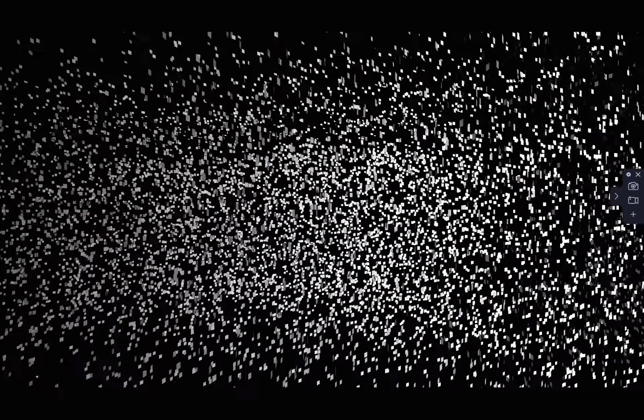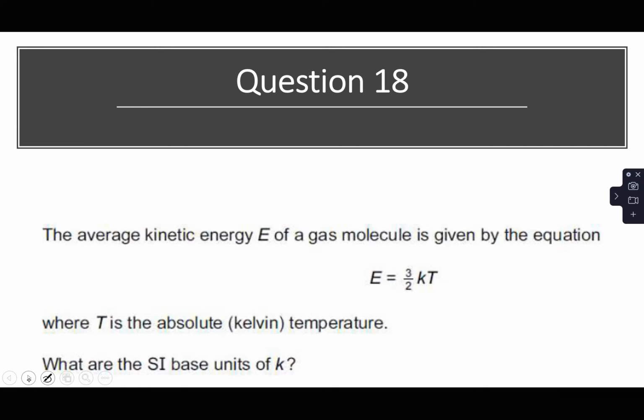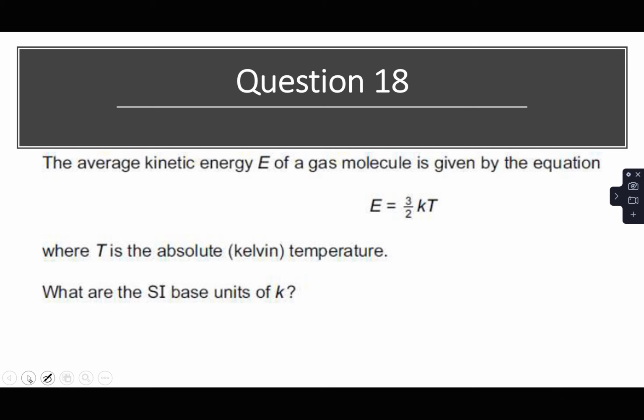Next, example number 18, the average kinetic energy. We shall see this expression in ideal gases, or you must have seen it in a unit called ideal gases. So energy is given by that expression. T is absolute temperature, units Kelvin. Find the base units of K.